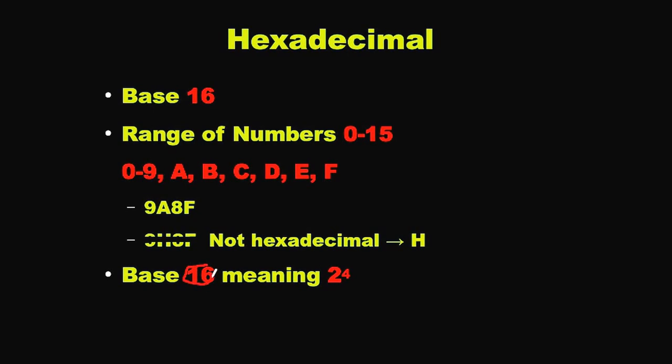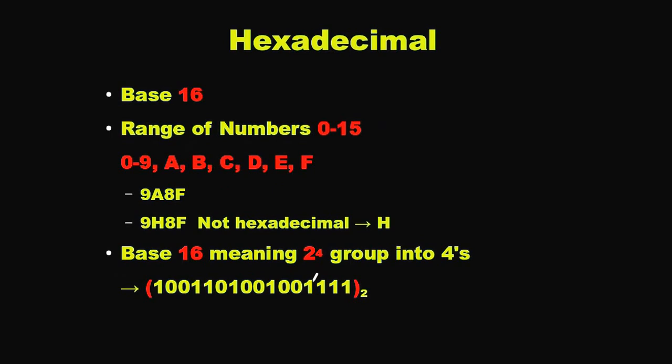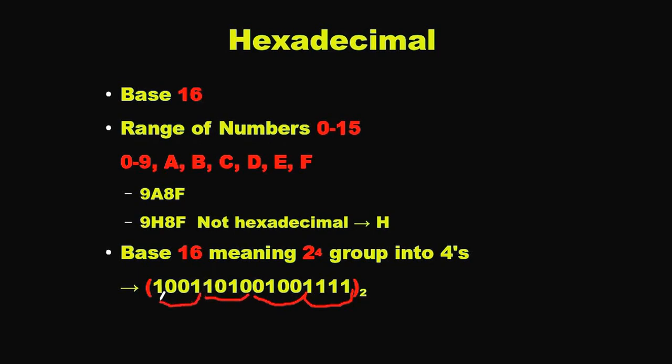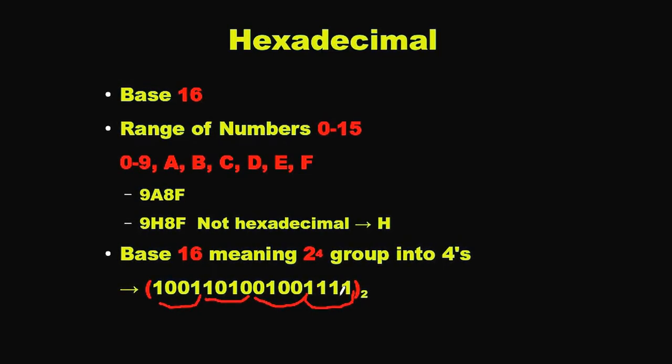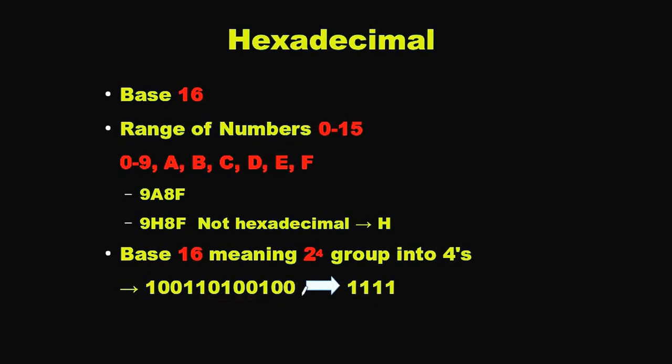Base 16, meaning 2 to the power 4. So we group into 4s. So if I have this binary number, I group into 4s. I'm going to take, starting from the right, those 4, and then those 4, and then those 4, and this came exactly 16 bits. I think so, it's right.